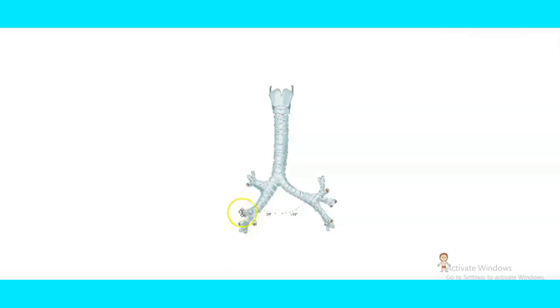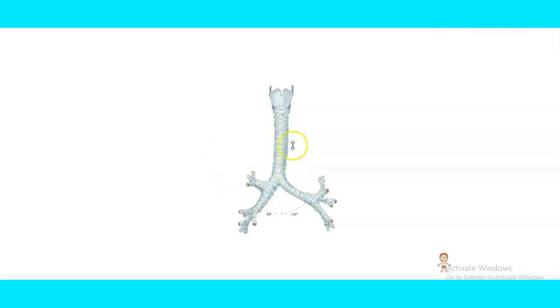Alright, so these are the branches. Then this segmental bronchi will further divide into bronchioles. Alright, you have conducting bronchioles, then you have terminal bronchioles, and then you have respiratory bronchioles that will further divide into the alveoli. Alright, the alveolar sacs.